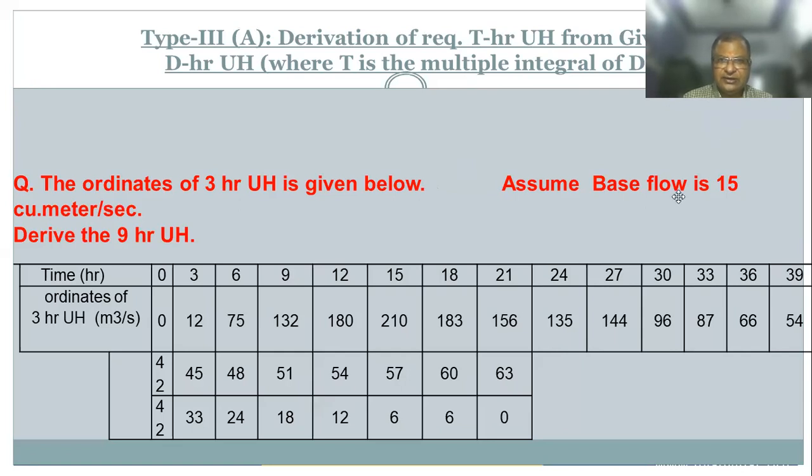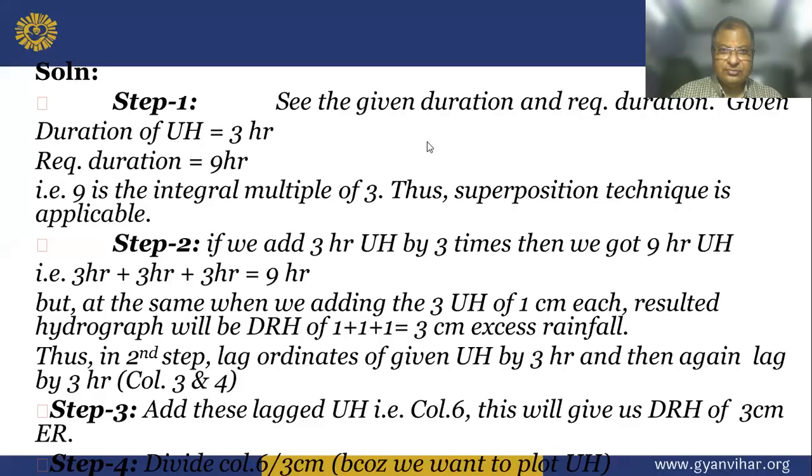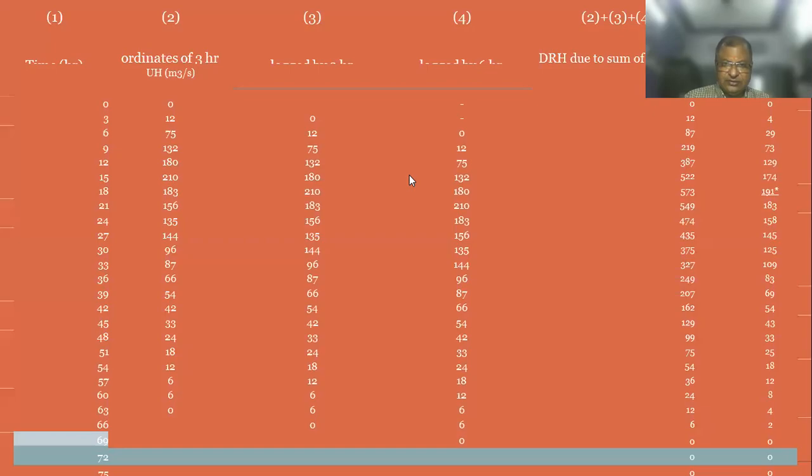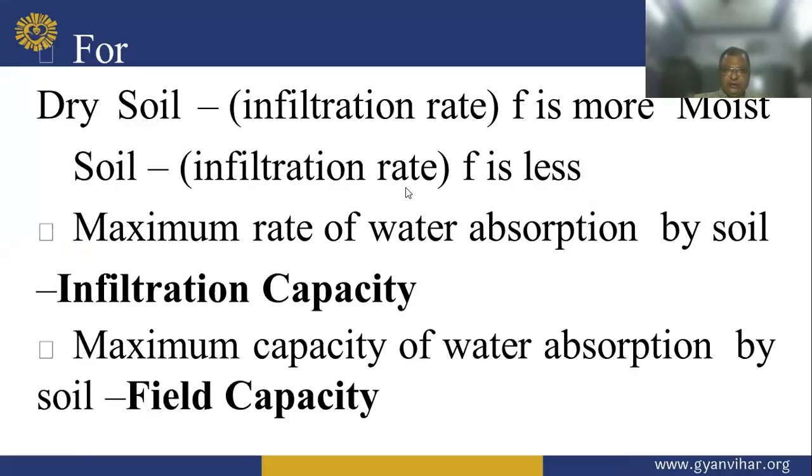And this is the derivation of the unit hydrograph by the technique from the given data. This is step 1. See the given data, and then two frequencies given. This is the table, and for dry soil.